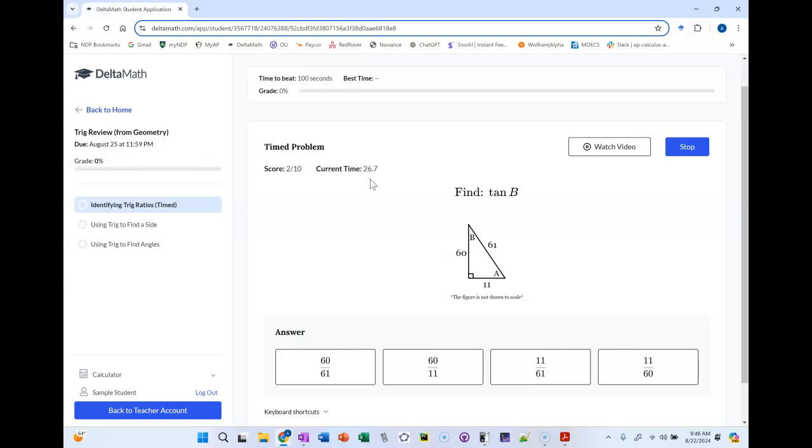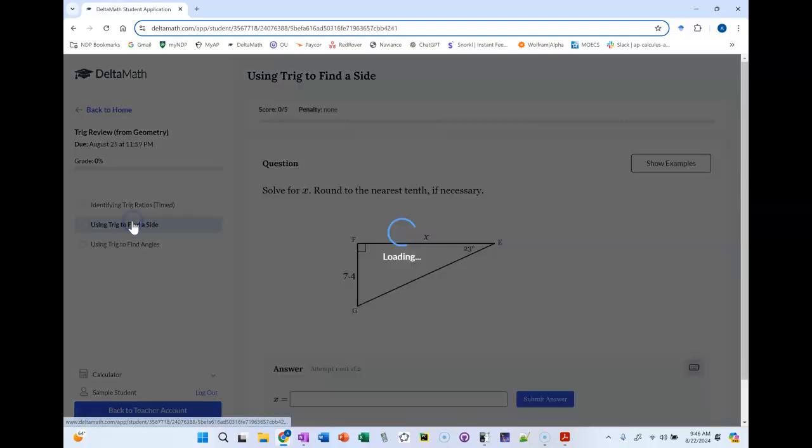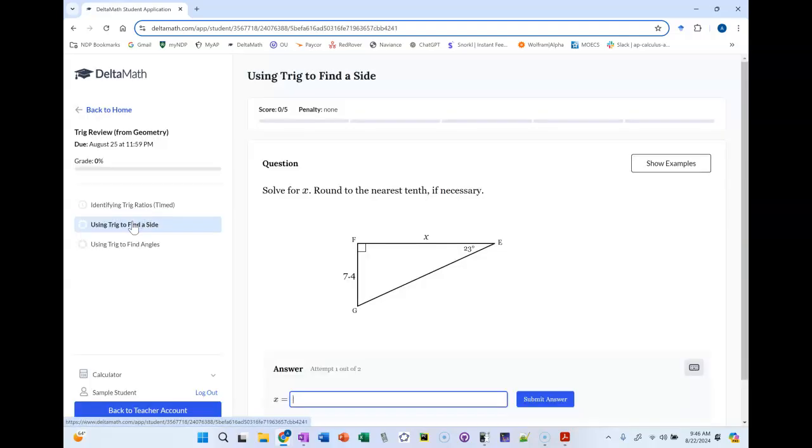If you fail to do that or you get one wrong, it just resets and you can do it as many times as you want. You just have to get 10 of them correct inside of 100 seconds. So it's going to make you do it over and over again.